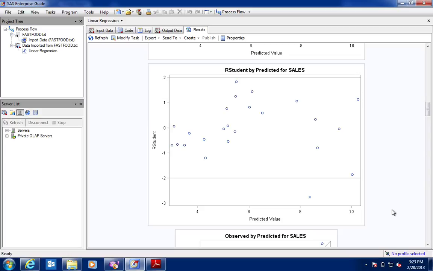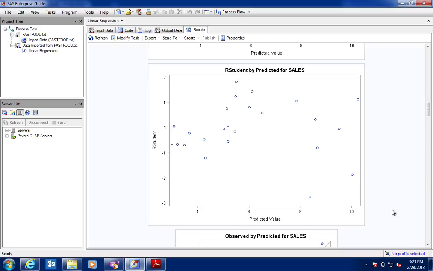So any point beyond these borders is called an influential point. So this one is an influential point, right? Because this is less than -2, based on this. So with R student, what did we do? Which observation was influential? The R student greater than 2 was the same one, right?